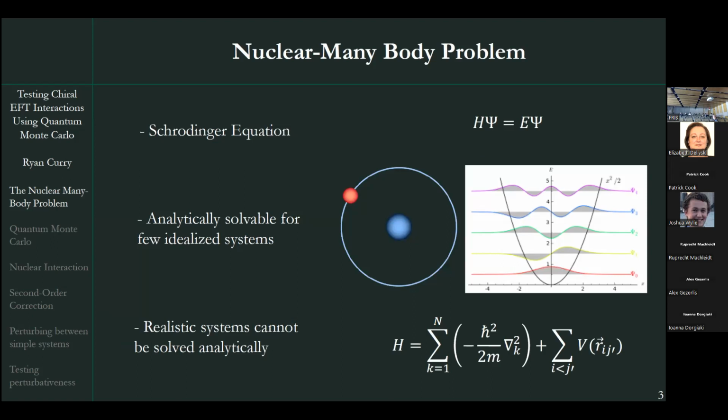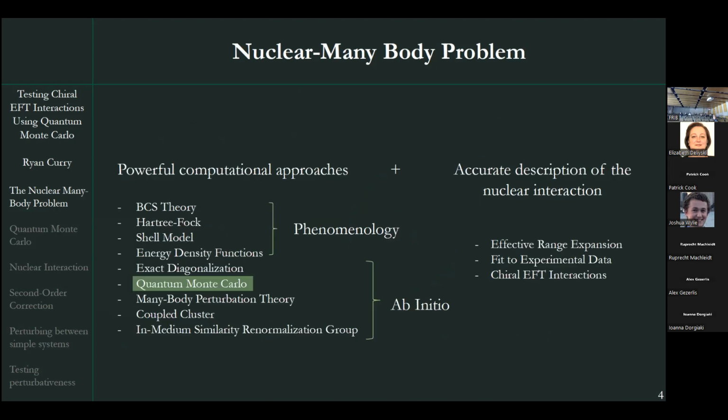We know that for a few simple systems, it can be solved analytically. But for anything realistic, any truly many-body calculation, we're not solving these on pen and paper. It's not shocking information. So really what we need is two ingredients: powerful computational approaches and an accurate description of the nuclear interaction. Now, there are a whole host of powerful computational approaches out there in the field today that can broadly be described, as George said, as phenomenological or ab initio. For this talk, I'll be focusing on quantum Monte Carlo, which is our many-body method of choice, and the second ingredient, which is that accurate description of the nuclear force.